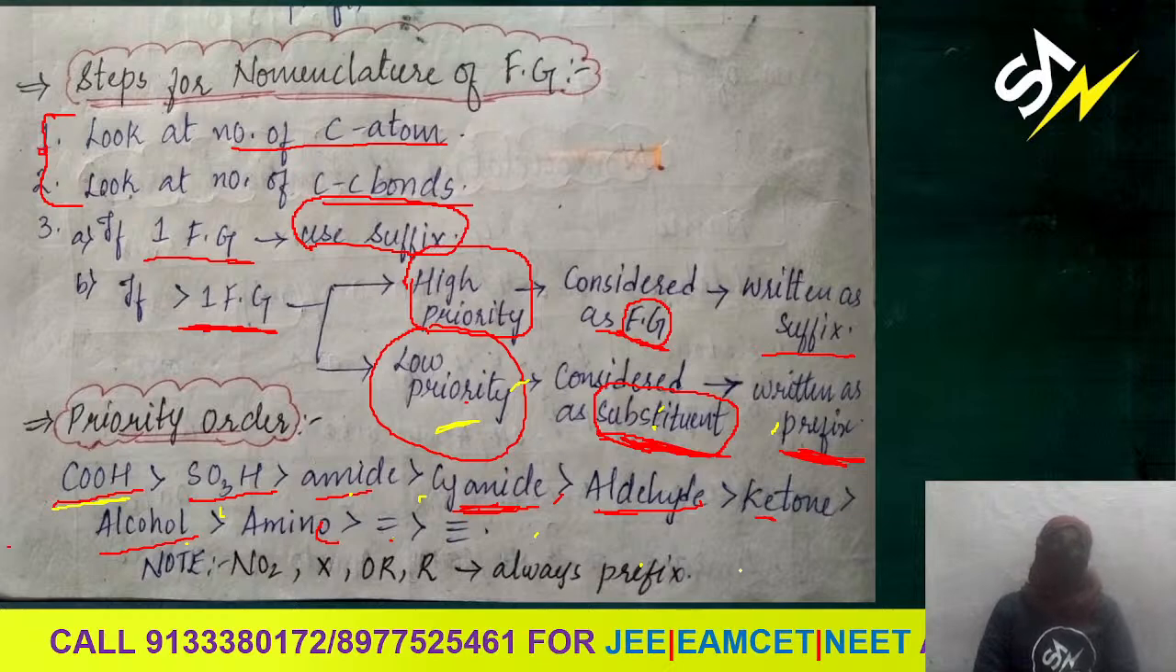Please always note that the NO2 group, halogen, OR group, and R group, that means the nitro group, halogen, OR group, and alkyl group, are always a prefix, whether they are alone or with any other group. They cannot be the higher priority. They cannot be a suffix anywhere. Hope you are clear with this.